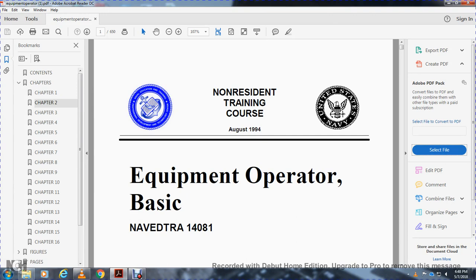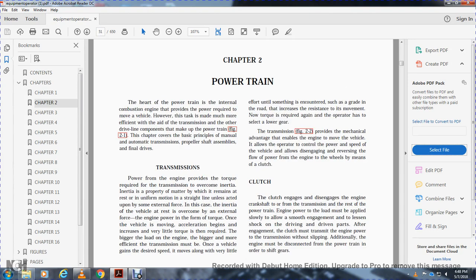Alright, Nonresident Training Course, Equipment Operator Basic, NAVEDTRA 14081. Chapter 2, Powertrain. The heart of the powertrain is the internal combustion engine, which provides the power required to move the vehicle.